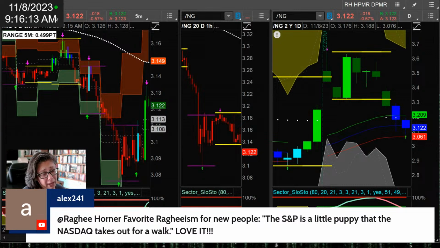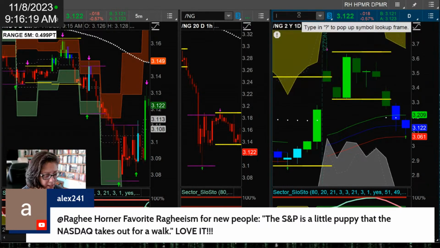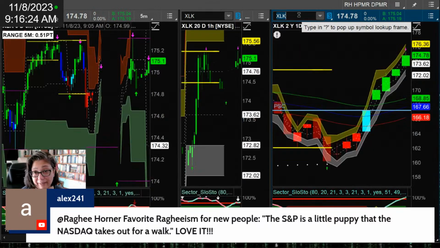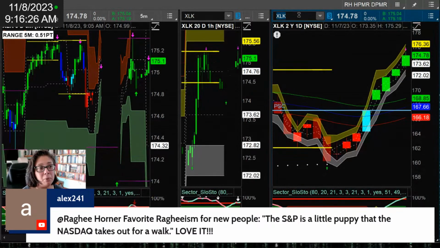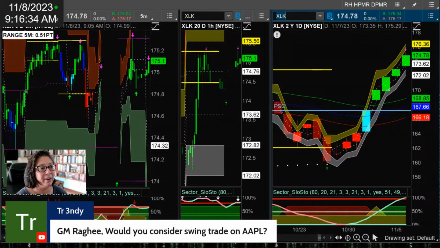So if I'm looking at the S&P following the Nasdaq, it's because it's following what's happening, not just based on those Magnificent Seven, right? It's XLK, right? Number one weighted sector in both. So, Alex, yeah, that's true. And thanks for sharing. All right, next up, would I consider a swing trade in Apple?